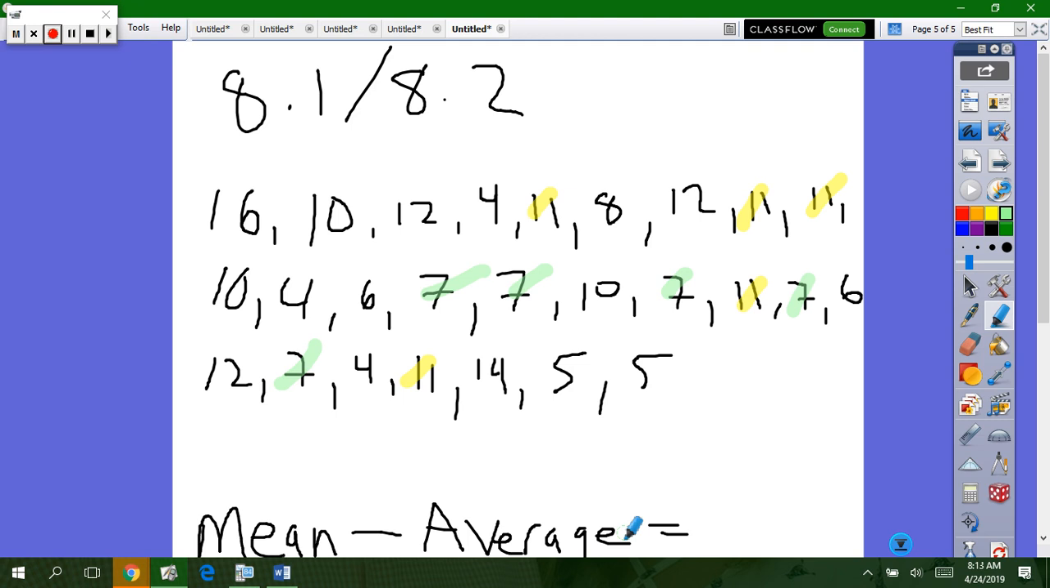Anyway, I don't believe anything else happens more than that. Do you guys think anything else happens more than that as you're looking through? I don't believe so. Okay, is everybody with me on how we could find mean, median, mode? All things you guys have learned in the past, right?